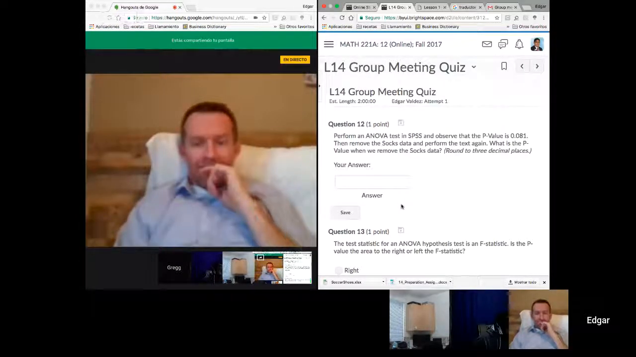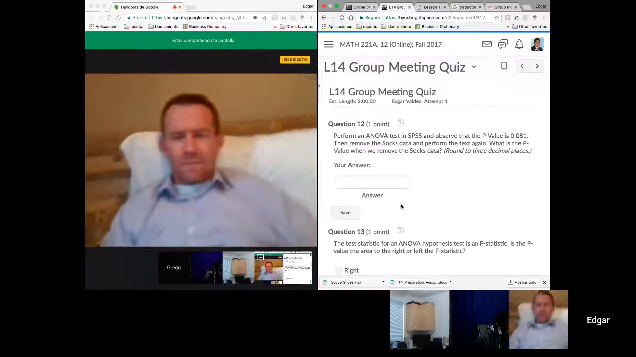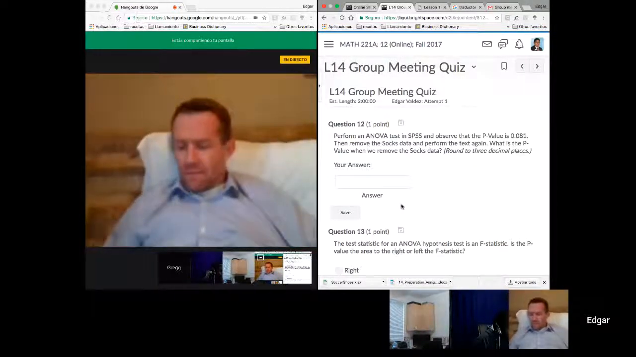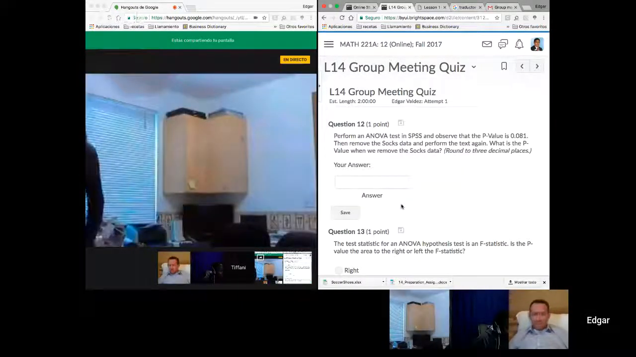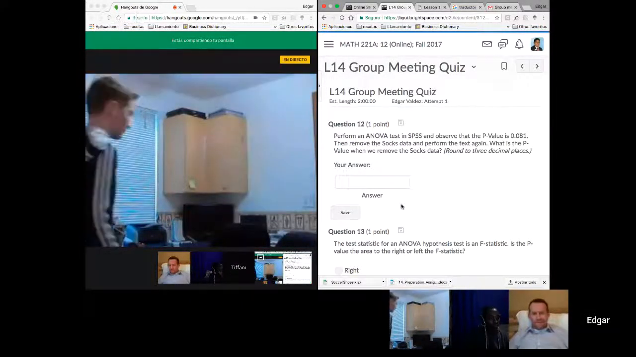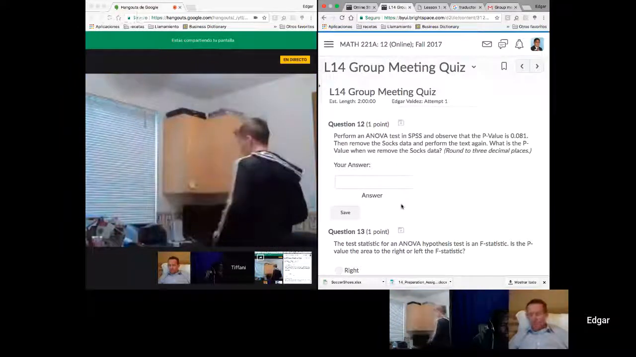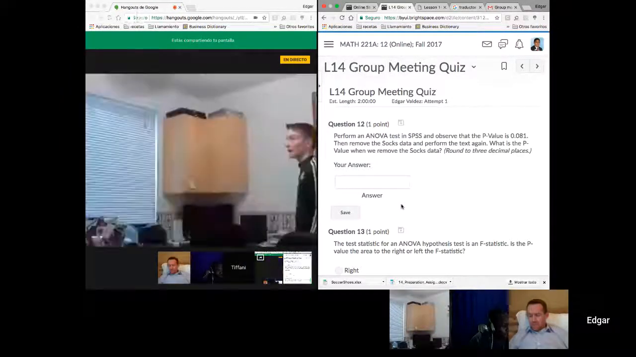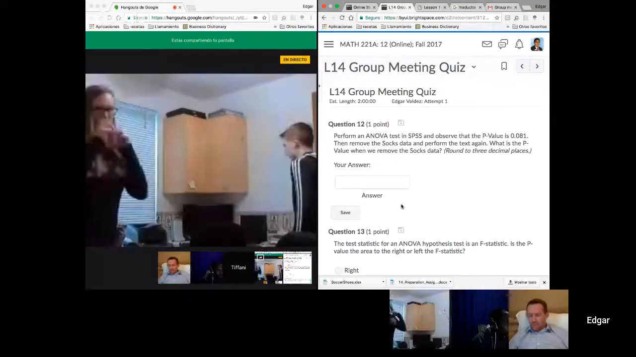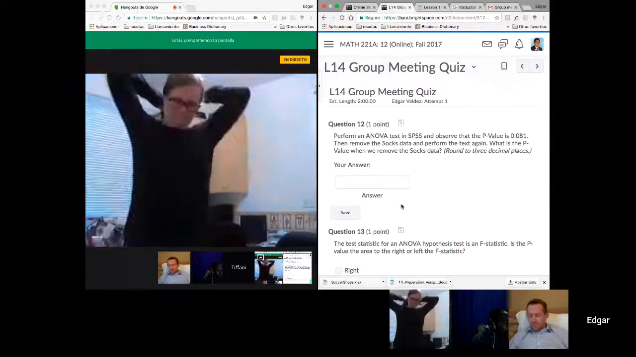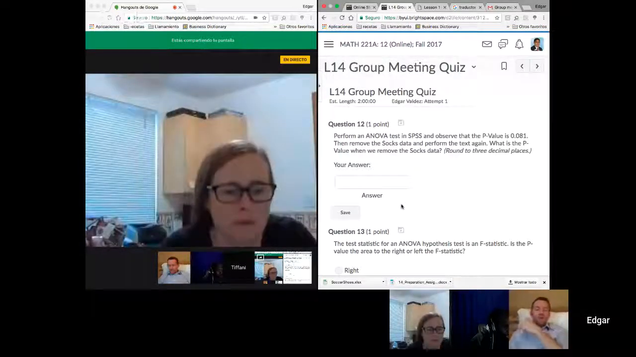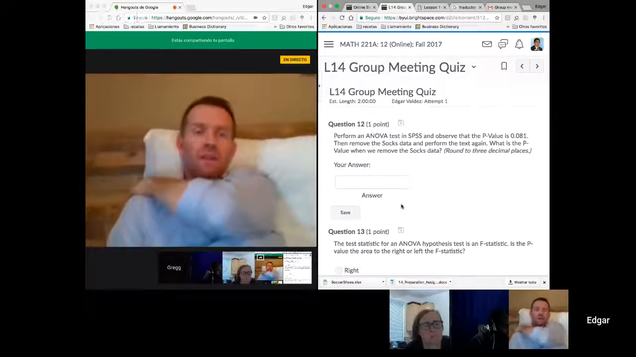So number 12 says perform an ANOVA test in SPSS. I don't know what that is. Observe that the p-value is 0.81. Then remove the SOX data and perform the test again. What is the p-value when we remove this data? The SOX data. Okay, we have to remove it.